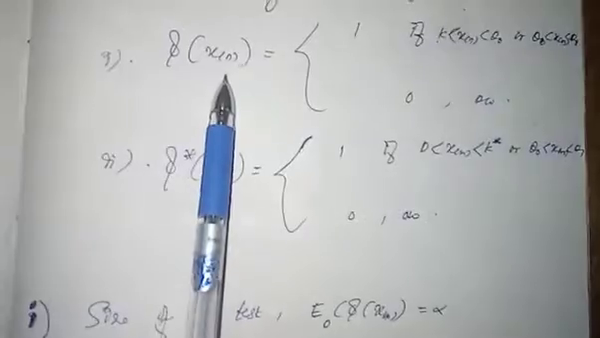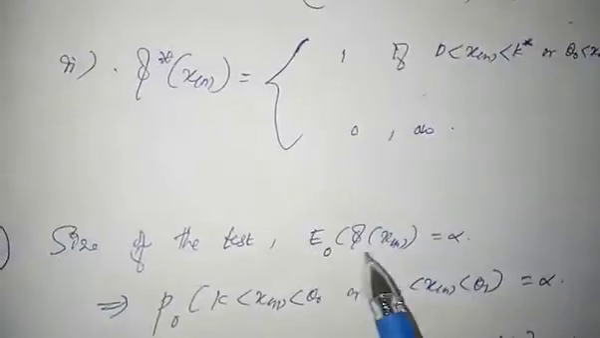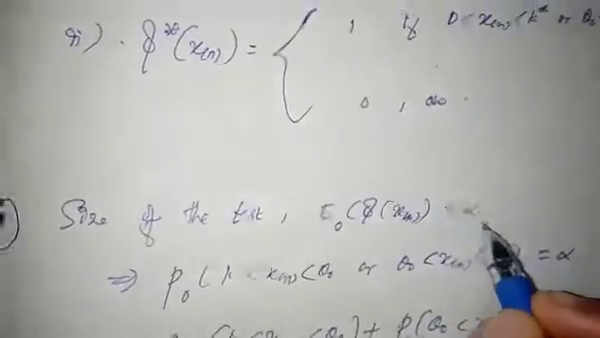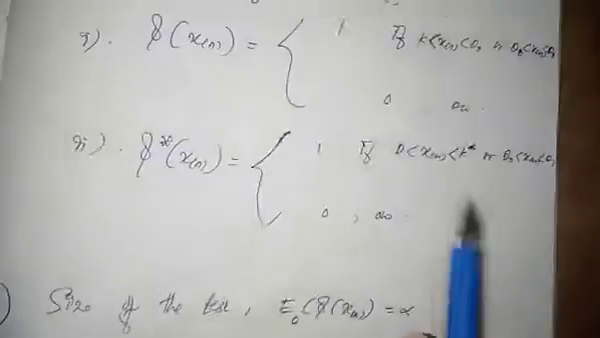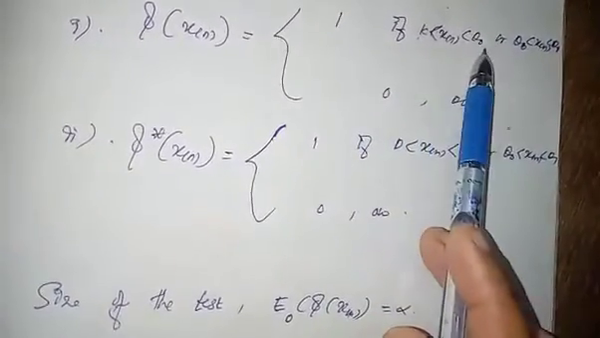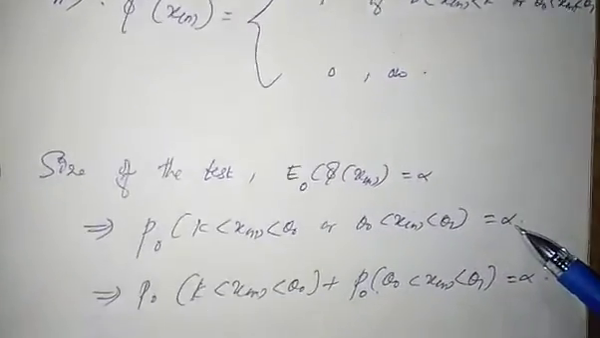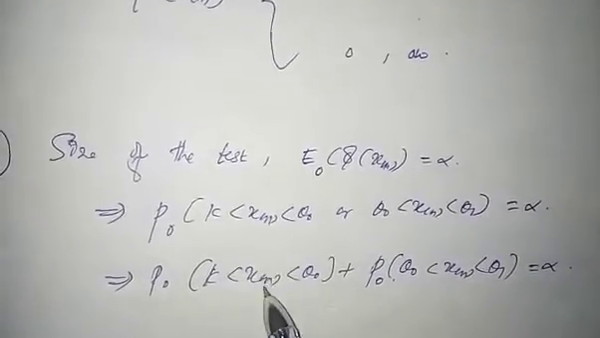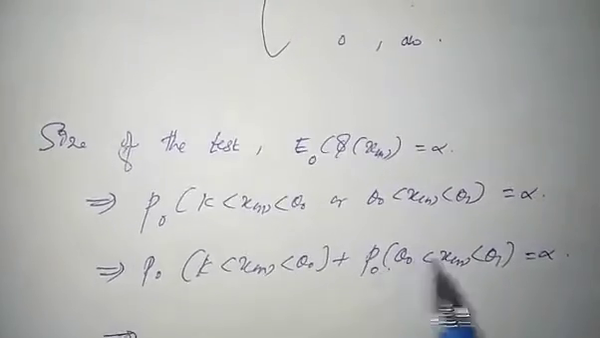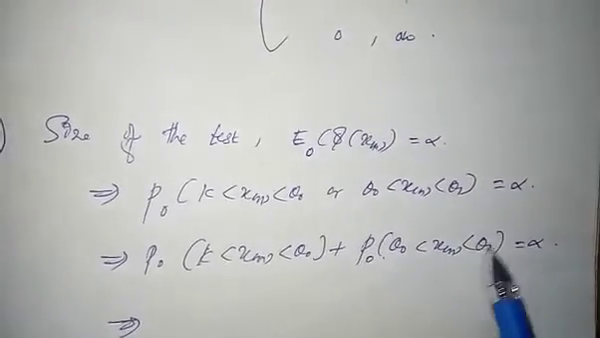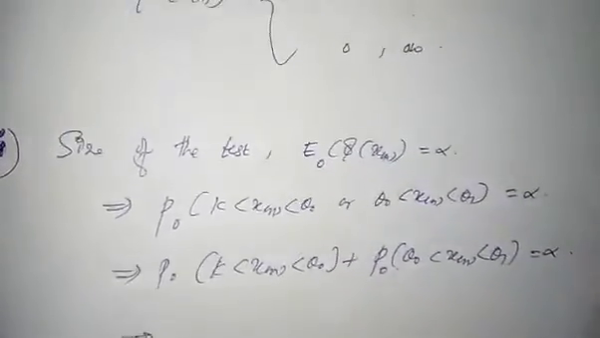So you'll obtain the size of the test using the first test function. Okay, that is using the first one. Size of the test is expectation of phi of xn equal to alpha, right? Which implies the probability of k less than xn less than theta naught, or theta naught less than xn less than theta 1, equal to alpha, right? Then we can write this term as P naught of k less than xn less than theta naught, plus P naught of theta naught less than xn less than theta 1, equal to alpha, right?